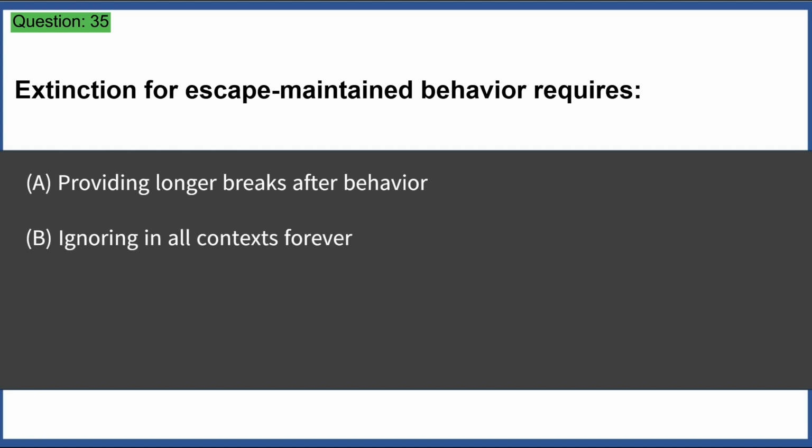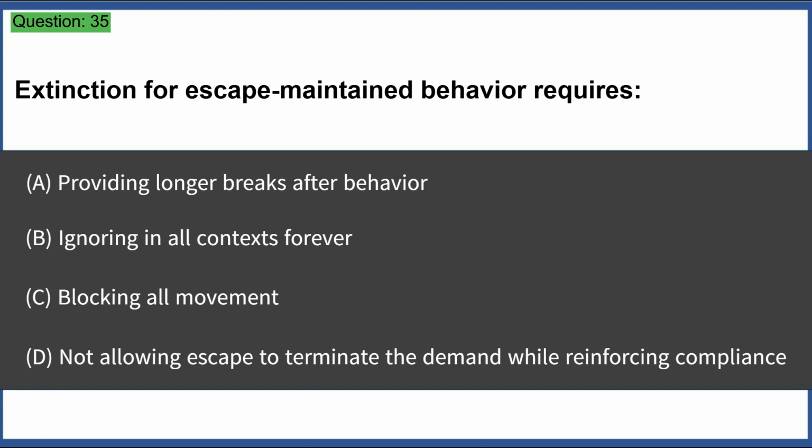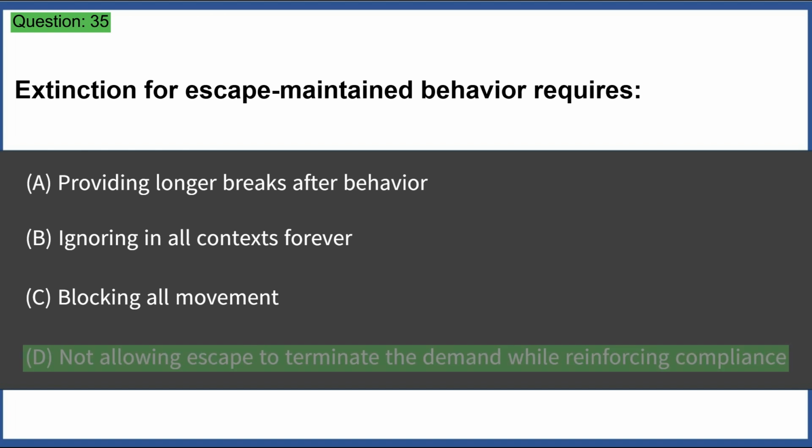Extinction for escape-maintained behavior requires A. Providing longer breaks after behavior. B. Ignoring in all contexts forever. C. Blocking all movement. D. Not allowing escape to terminate the demand while reinforcing compliance. Answer D. Withhold functional reinforcer, escape, reinforce alternative.